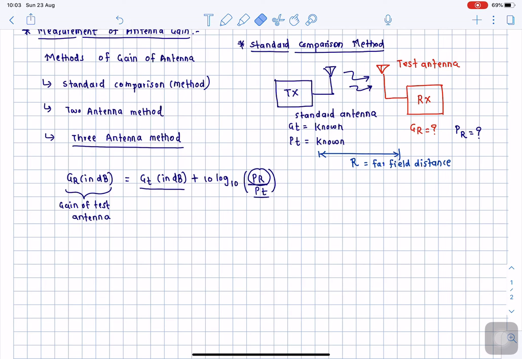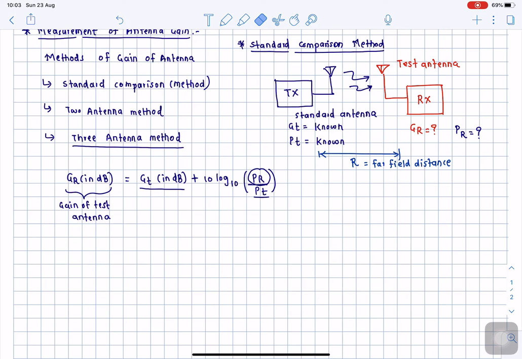So the received power at the receiver antenna, how is it given? It is a standard equation of the received power at the receiving antenna. Received power PR is equal to the transmitted power multiplied by the gain of the transmitting antenna, right, into lambda square, where lambda is the operating wavelength, divided by 4 pi r whole square.